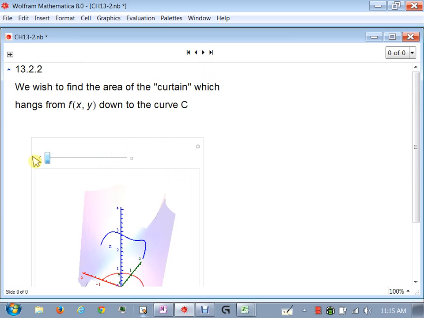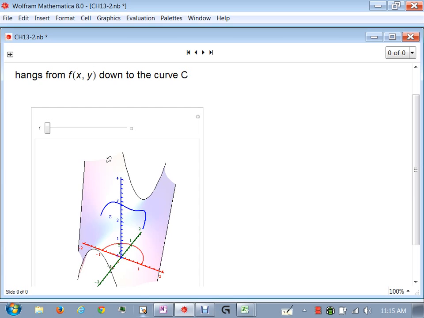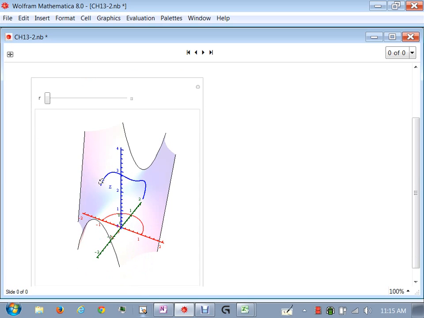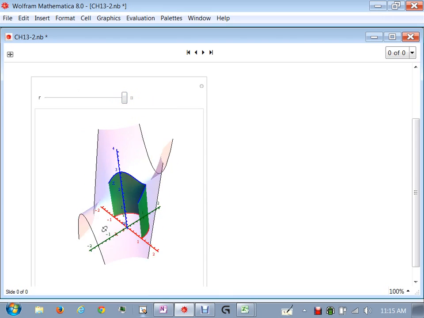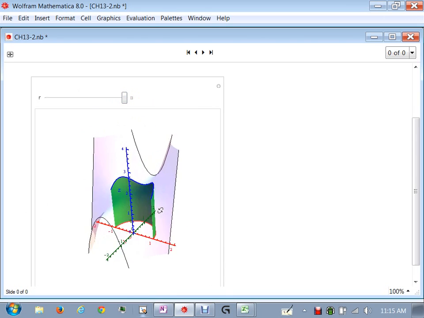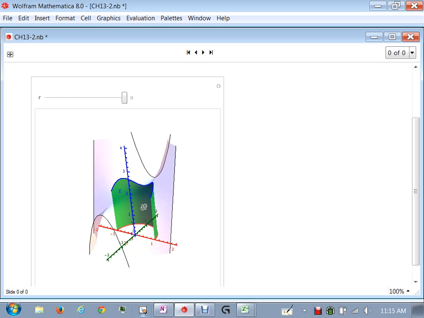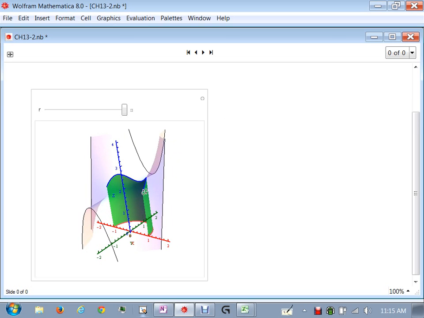So what this is all about is we want to imagine dropping what we call a curtain down from that curve down to the ground. If we drop a curtain down here, like that, then we have a new surface, a green surface like a curtain, and we're going to want to know what the area of that is.